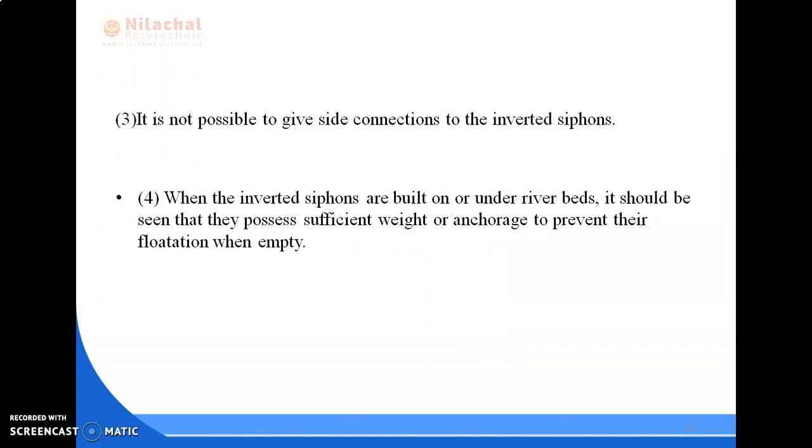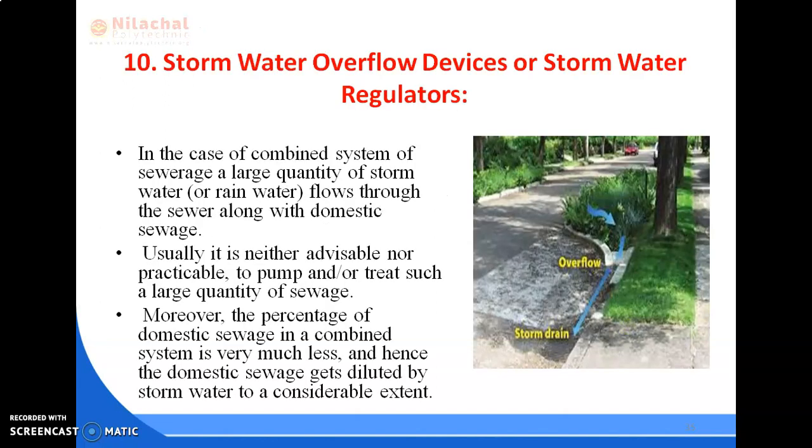Number 3, it is not possible to give side connections to the inverted siphons. Then number 4, when the inverted siphons are built on or under river beds, it should be seen that they possess sufficient weight or anchorage to prevent their flotation when empty. So, these are the basic or major disadvantages of using inverted siphons as a device in the sewage system.